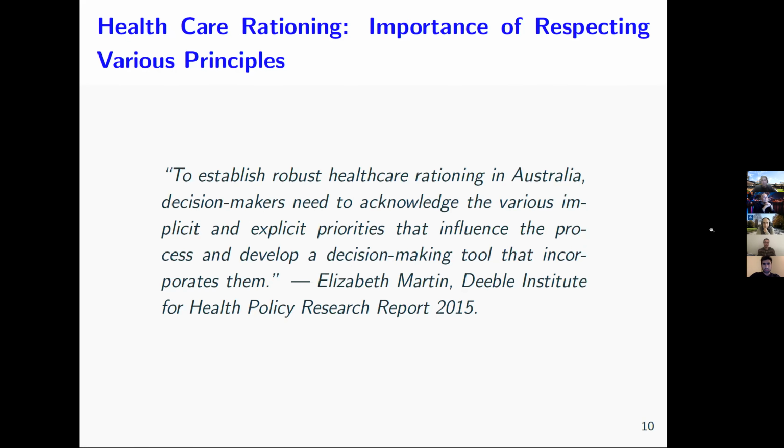So a general widely understood principle which covers many of these frameworks is that you want to take into account various ethical principles. So I quote a Deeble Institute report. Deeble Institute is from Australia, and I've been communicating a bit with them as well. So there's a nice quote which says that we need to acknowledge the various implicit and explicit priorities that influence the process and develop a decision-making tool that incorporates them.